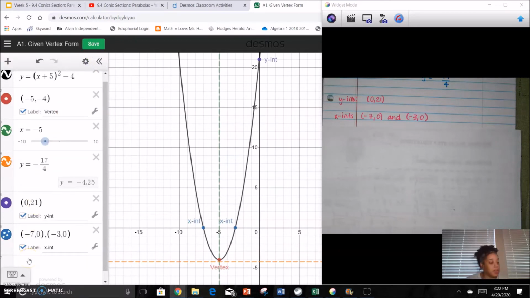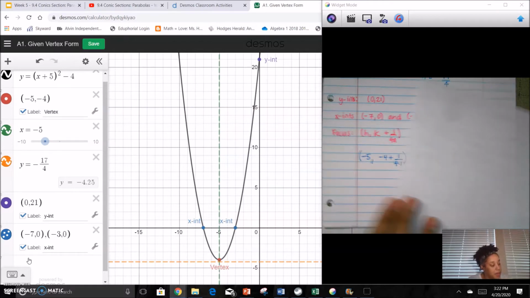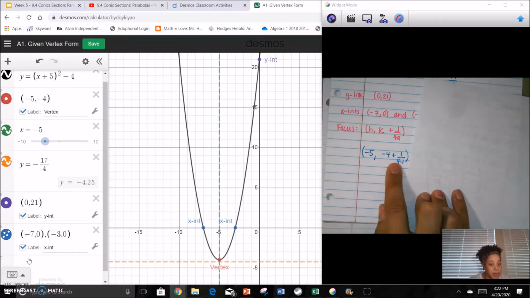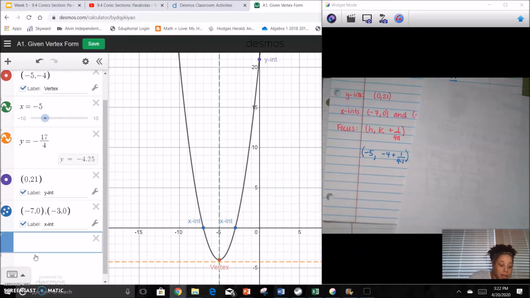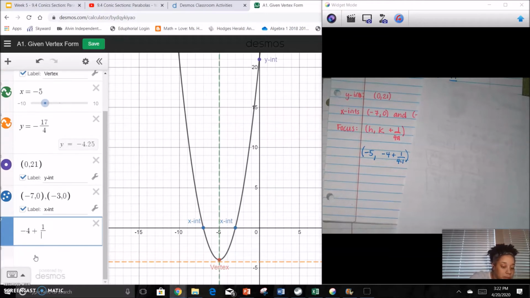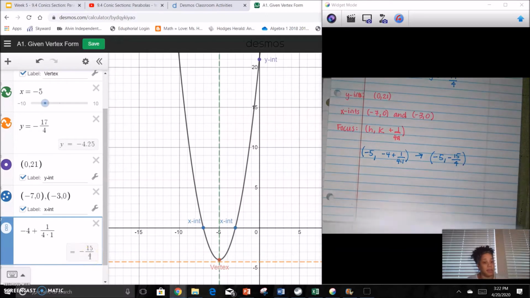And then the last thing it wants us to do is find the focus. So the formula for the focus is (h, k plus 1 divided by 4a). So we got some stuff to fill in. So I'm going to fill it in: (-5, -4 plus 1 over 4 times 1). And you could do that math in your calculator first. -4 plus 1 divided by 4 times 1 is, make sure you click on the circle to change it to a fraction, especially if your problem has fractions in it. And that's where I come up with (-5, -15 over 4).